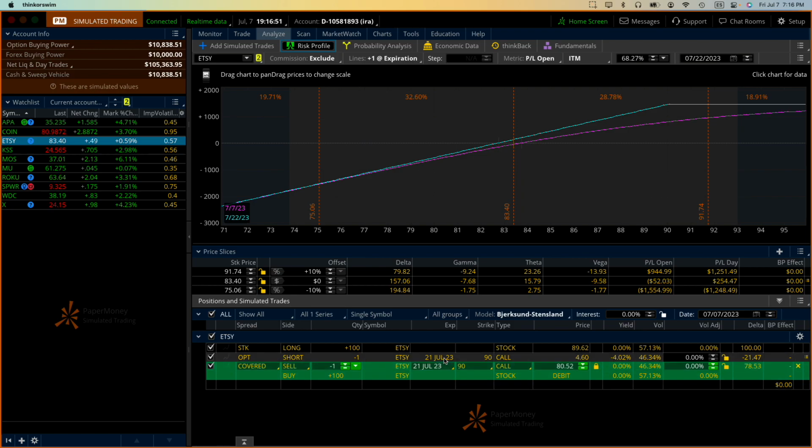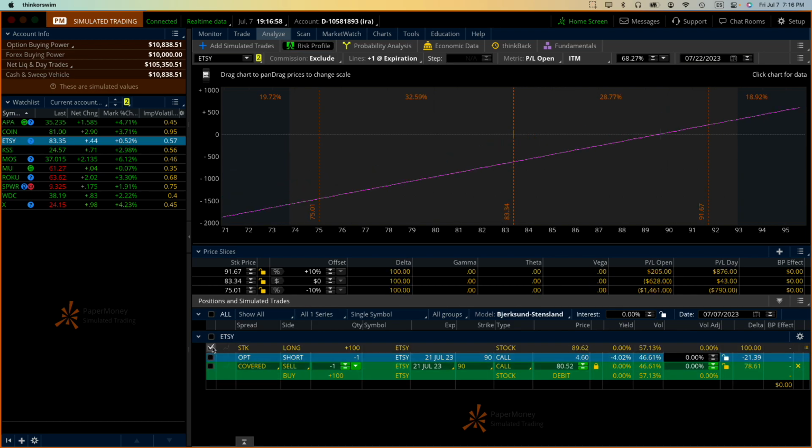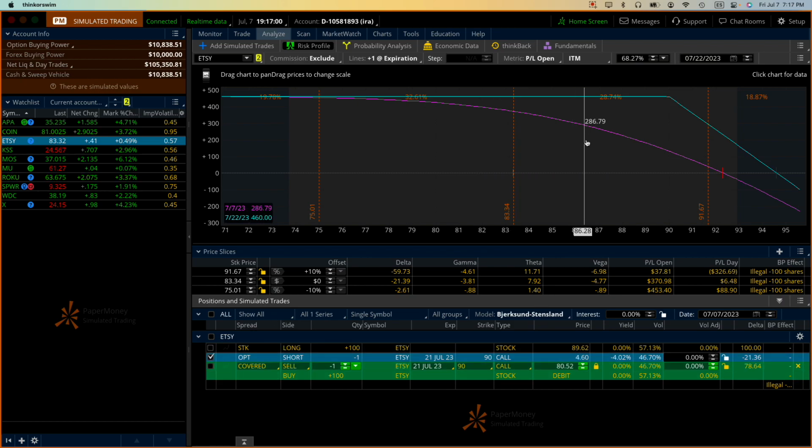Okay, so this expires next week, and we see the value here. Let's first show you the plain call right here. There's still eroding value. When this magenta line meets the cyan line, we can roll it down. You can see the stock is trading at 83 and my price was 90. There's still plenty of value here.